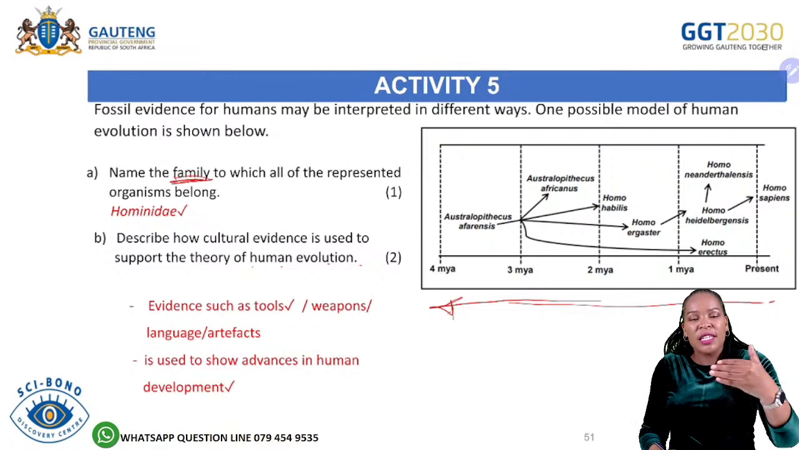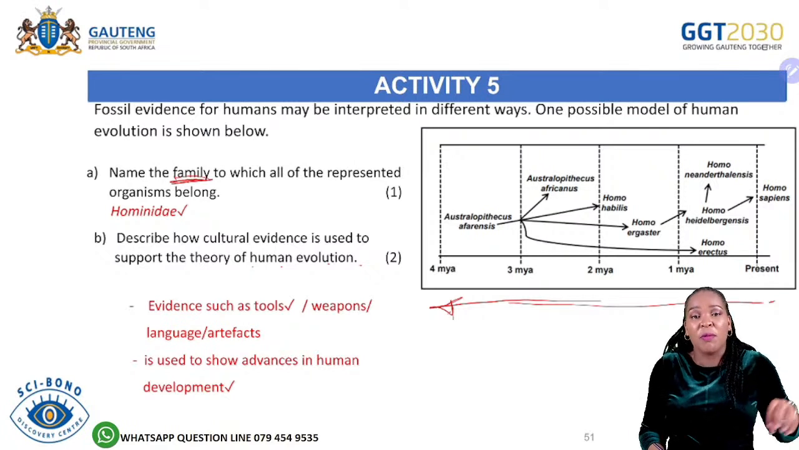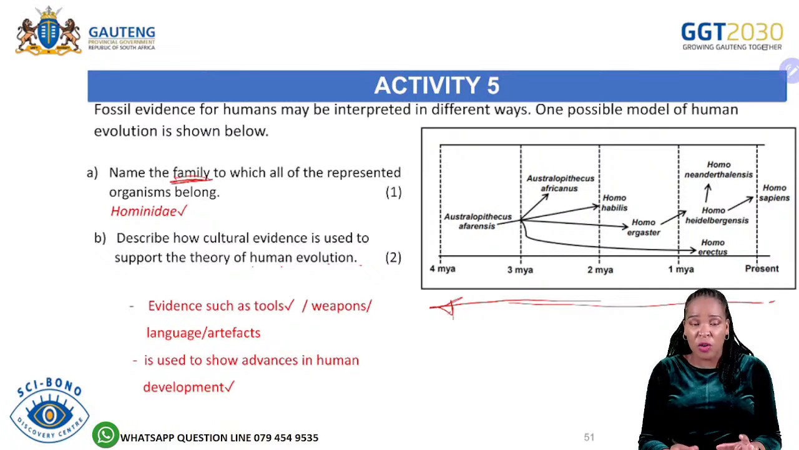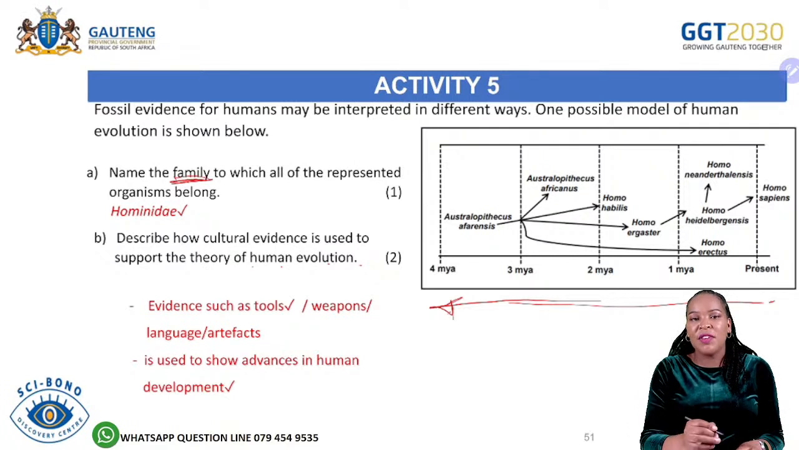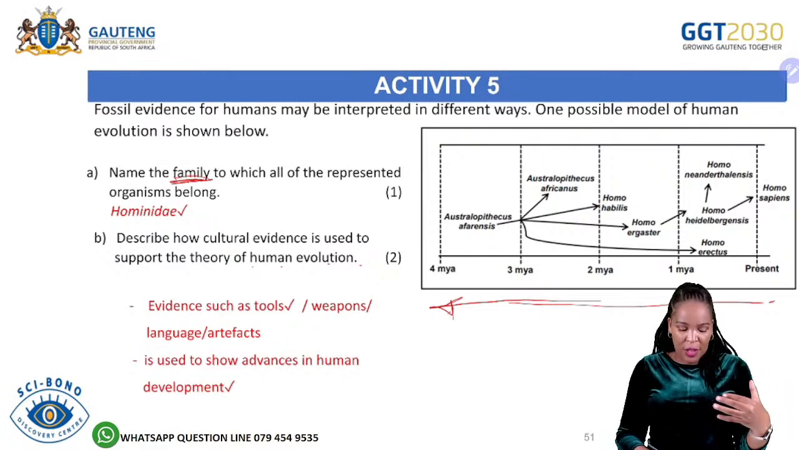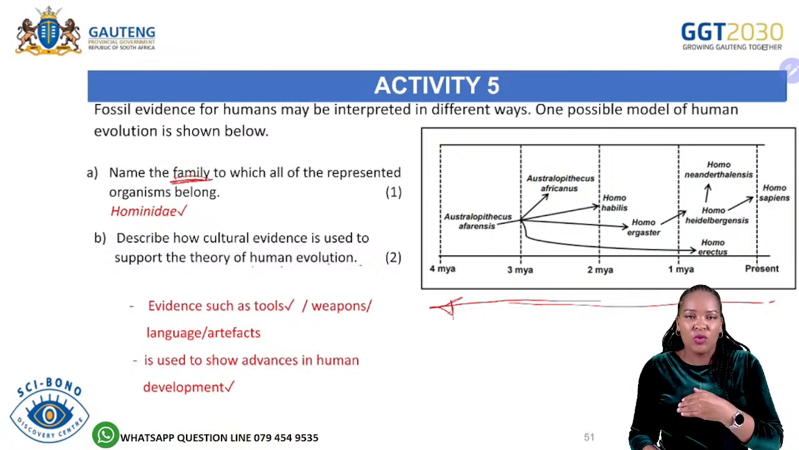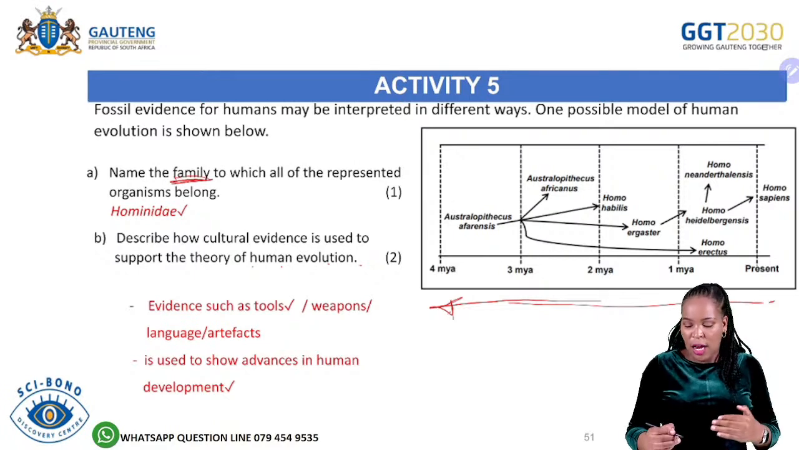So that shows evolution. We use those tools that were found to show that this is how these organisms evolved. Remember, I explained that. So this is how you are going to answer it. You say you use that evidence, tools, language, weapons, whatever, to show that the human brain has developed. That development is what gives you evolution. Now we are proving that.